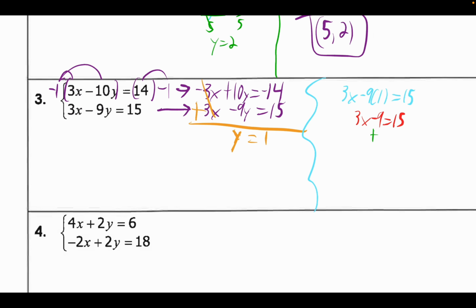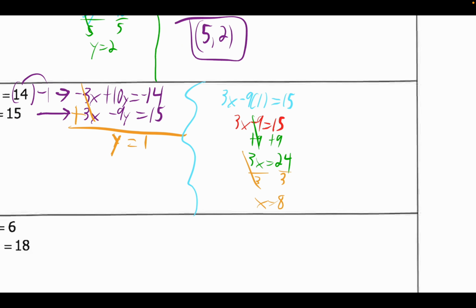So I'm going to add 9 to both sides and get 3x equals 24. Divide both sides by 3 and get x equals 8. And now I'm going to end up having 8, 1 as my answer.